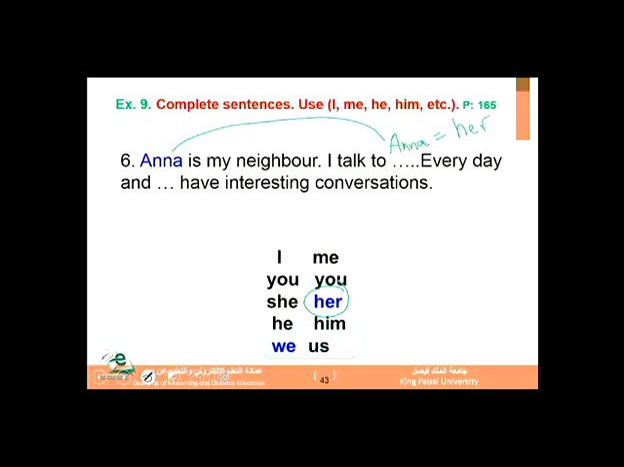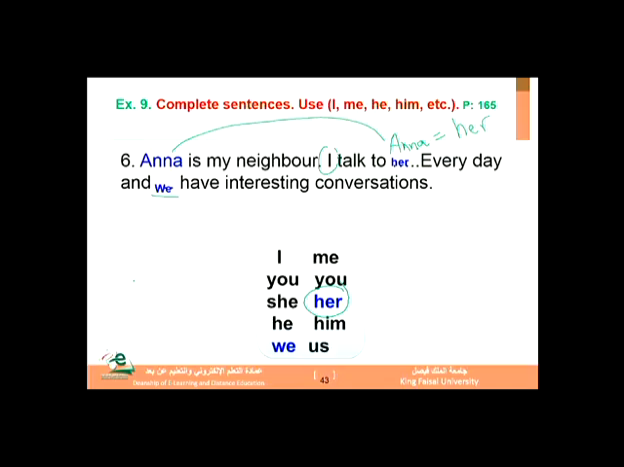So somebody is doing the conversation, so we need something doing the action. We need a subject, a doer of the action. We need a subject pronoun rather than an object pronoun. So he is talking about Anna, who is his neighbor, and every day we. Who is we? We means the speaker and Anna. Together they make a plural kind of subject. So we have interesting conversation. So the pronoun her is used here, and the subject pronoun we is used there.